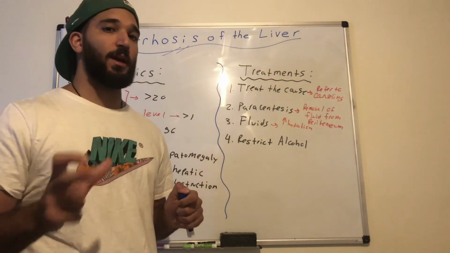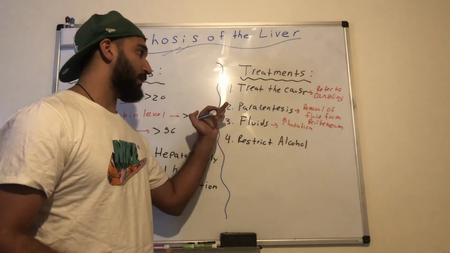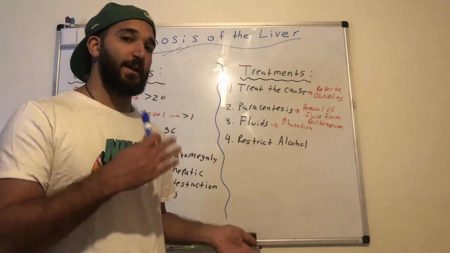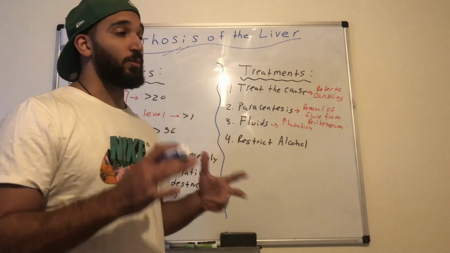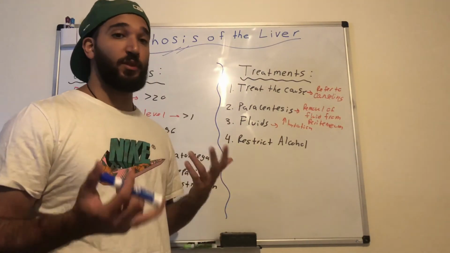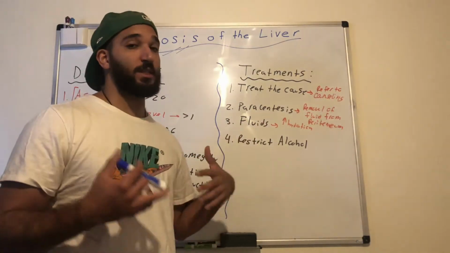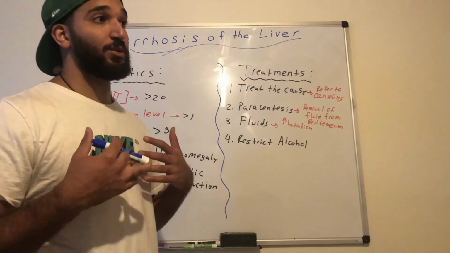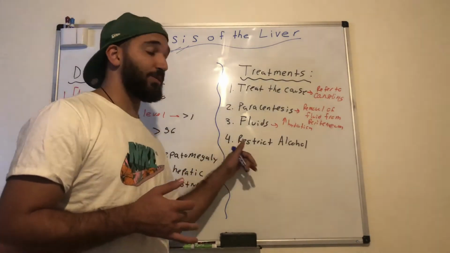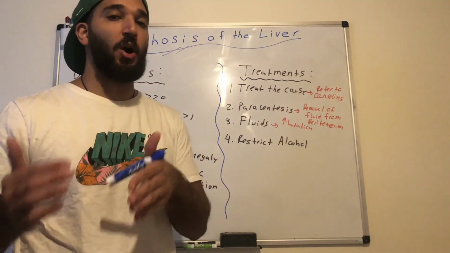If the patient already has cirrhosis, they may need a paracentesis due to the amount of ascites that I explained earlier. It's the removal of fluids from the peritoneum. Also, fluids are going to be ordered, so we need to keep that patient hydrated. We need to educate them about restricting alcohol use, because alcohol is what is actually causing the damage to the liver.